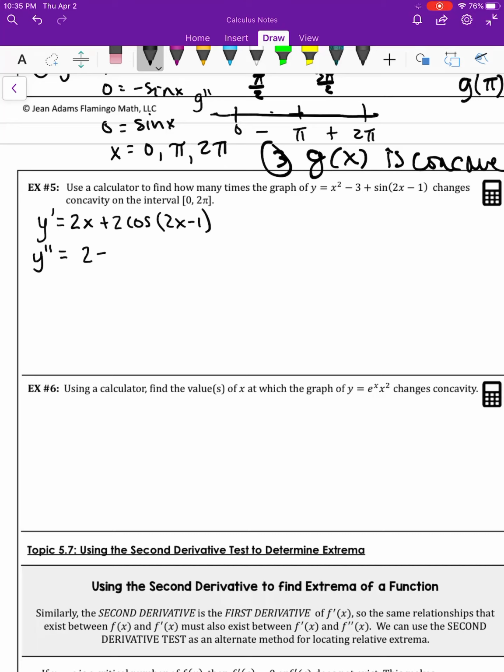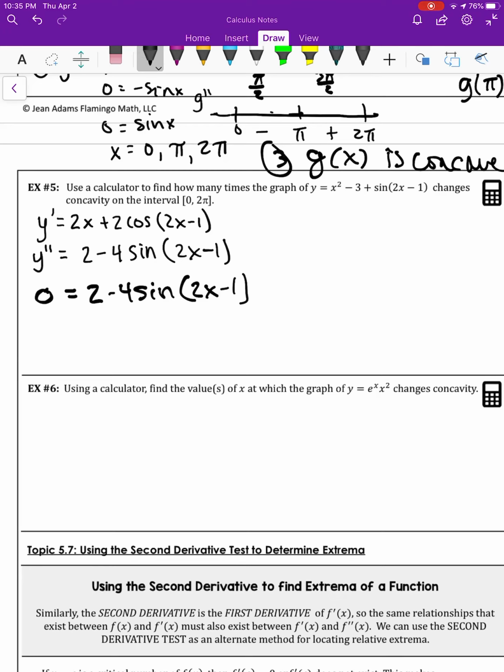So minus, and then I would multiply by 2 again, so 4 sine of 2x minus 1. All right. So now, it says use your calculator. So what we're going to do is look to see how many times this is 0. Because remember, when we're finding our critical points here, we would be looking at this function and how many times it is 0.